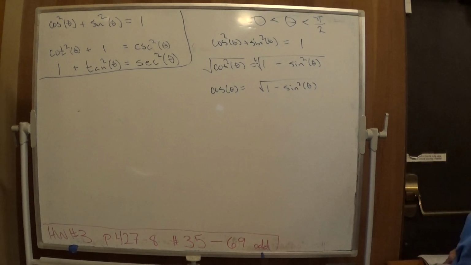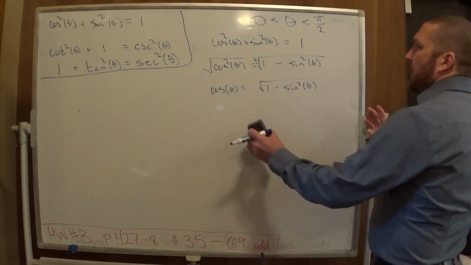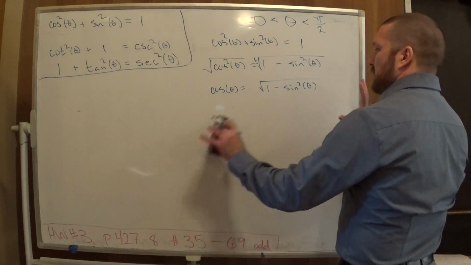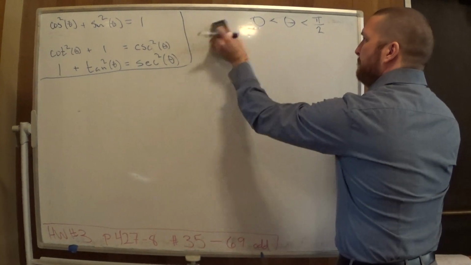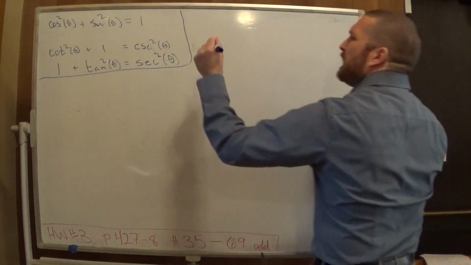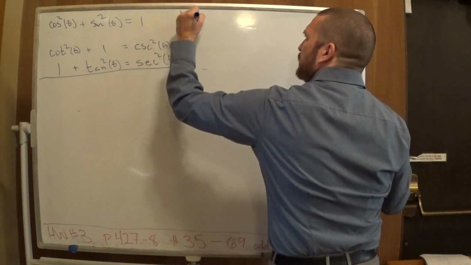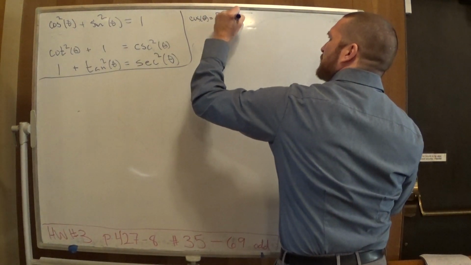Another thing that they're going to have you do. Everybody got this? Okay. I might as well go ahead and put it. Whenever we have an acute angle, it will be true that cosine theta will be the positive square root of 1 minus sine squared theta.